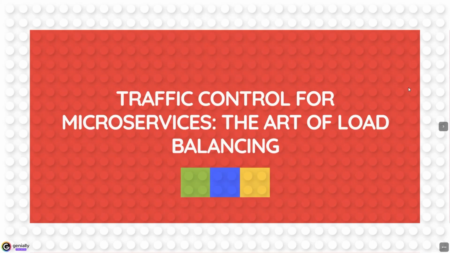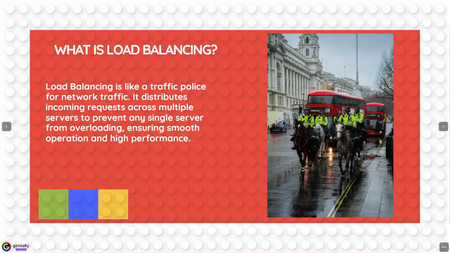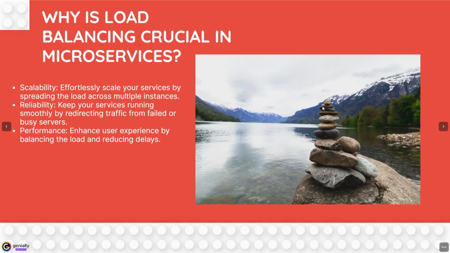In this video, we are going to talk about load balancing in microservices. So, what is load balancing? Load balancing is like a traffic police for network traffic. It distributes incoming requests across multiple servers to prevent any single server from getting overloaded, ensuring smooth operation and high performance.